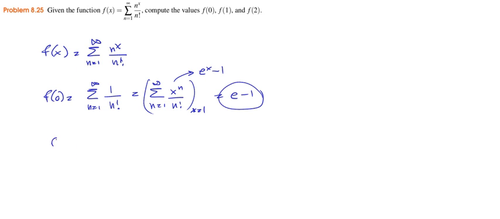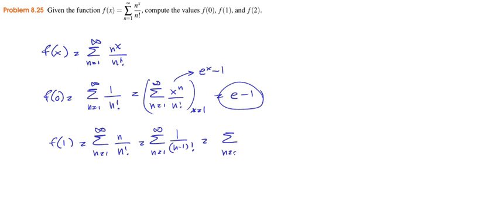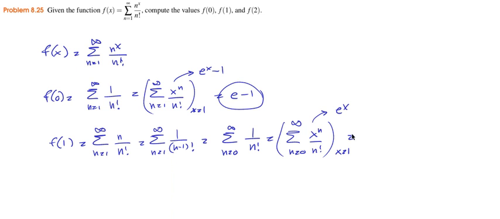Now f at 1 is the sum from n equals 1 to infinity of n divided by n factorial, which is n minus 1 factorial. The sum from n equals 1 to infinity of 1 over n minus 1 factorial, and we can rewrite this from n equals 0 to infinity of 1 over n factorial. Now again, using the same argument, this is the sum from n equals 0 to infinity of x to the n divided by n factorial when x equals 1. This is e to the x, so now this is e.